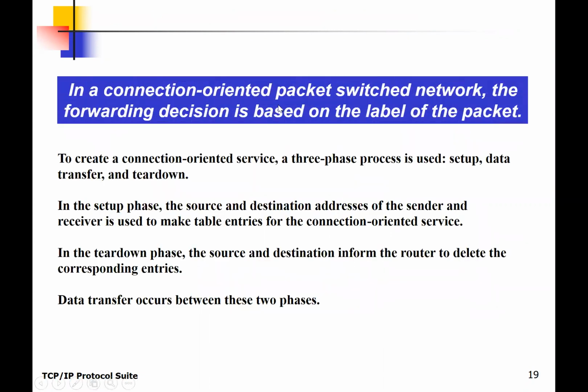Okay. So in the connection-oriented packet switch network, the forwarding decision is based on the label. We'll show you what we mean by that. So still, we need the source and destination. We cannot remove the source address and destination, so we need them, but we have to add a label to that. Why do we need the source and destination? If we're adding a label to the packet, why do we need the source and destination?